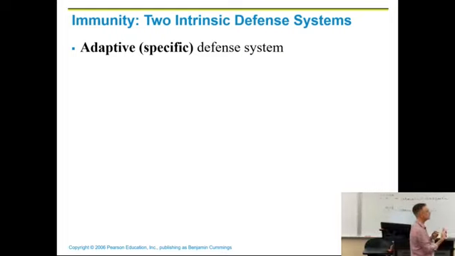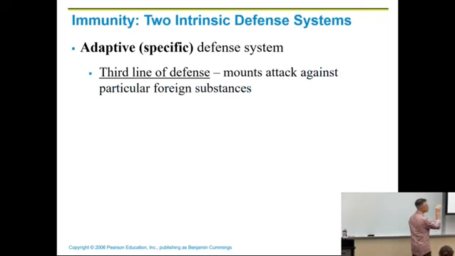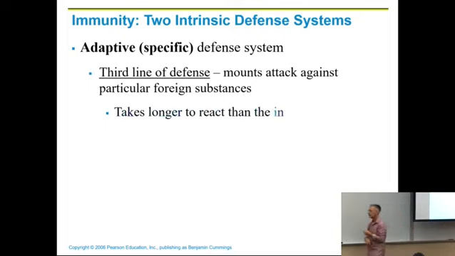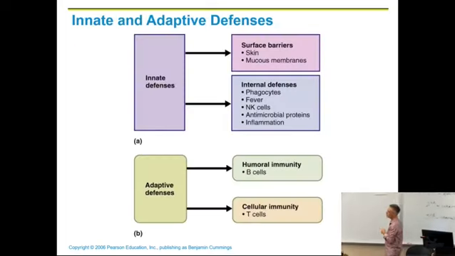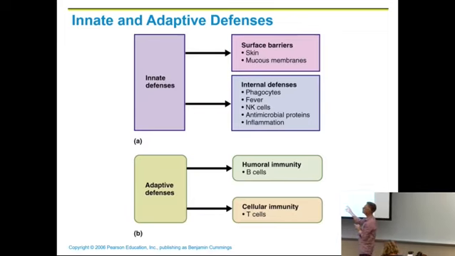So T cells, T lymphocytes, and B lymphocytes and stuff like that mount attacks against very particular foreign substances. Not only is it a bacterium or a virus, but what particular virus? Have we seen it before? That type of thing. So it takes longer. It works in conjunction with our second line of defense, but it's going to give us long-term immunity as well.